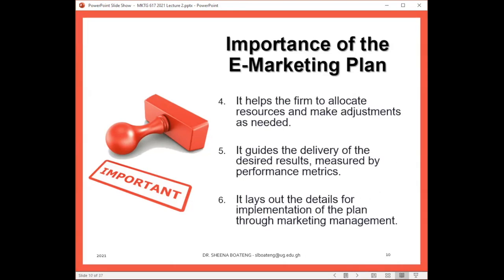Next, we can talk about the fact that the e-marketing plan helps the firm to allocate resources and make adjustments as needed. Resources are not unlimited. We always have resource constraints and will continue to have this challenge in every organization. Therefore, in developing an e-marketing plan, we are trying to outline those key activities that we need to perform as a must to ensure that our e-marketing objectives are achieved, which will ultimately contribute towards achieving the larger goal of fulfilling our overall marketing plan, as well as fulfilling our overall business plan.